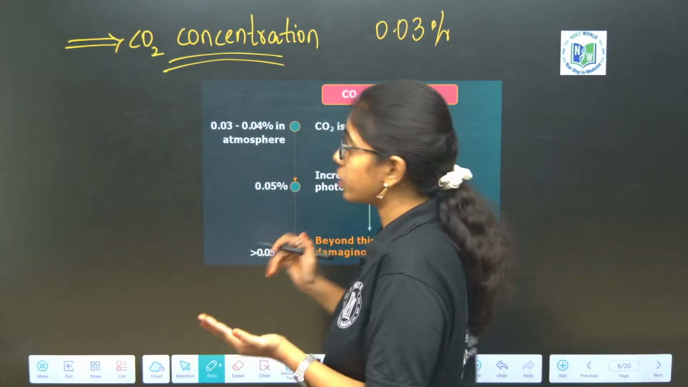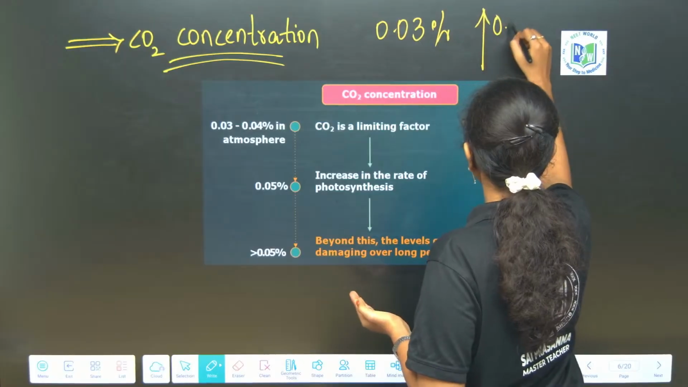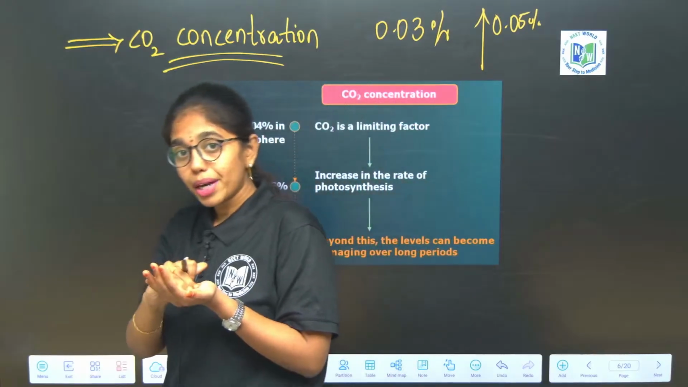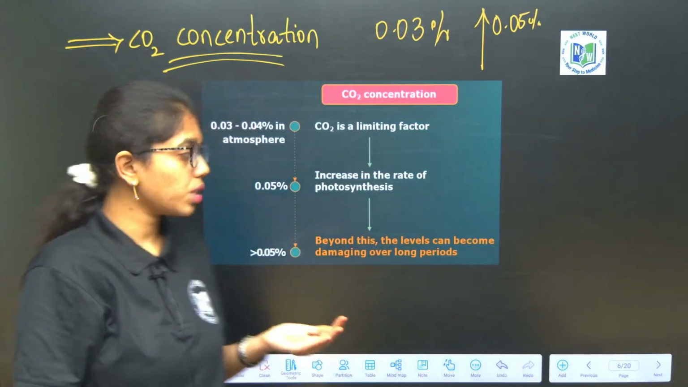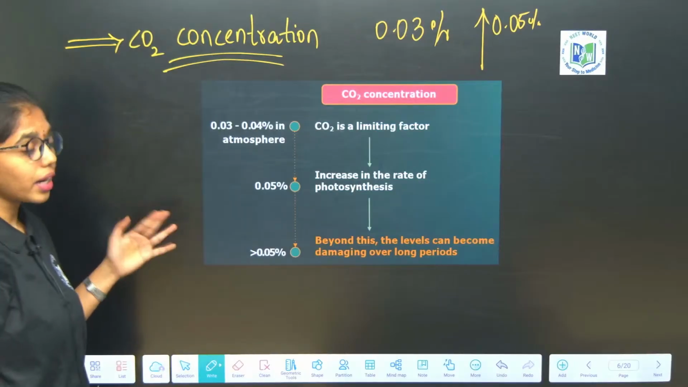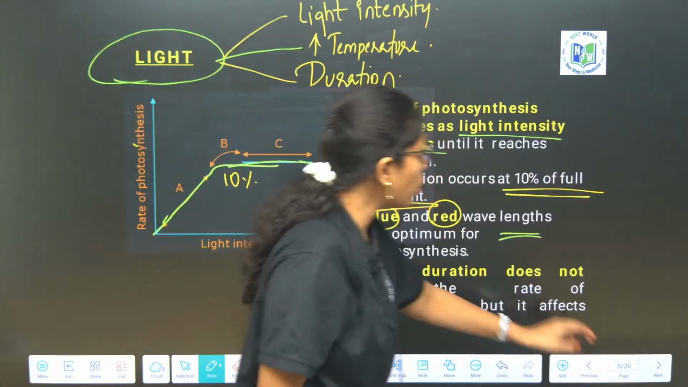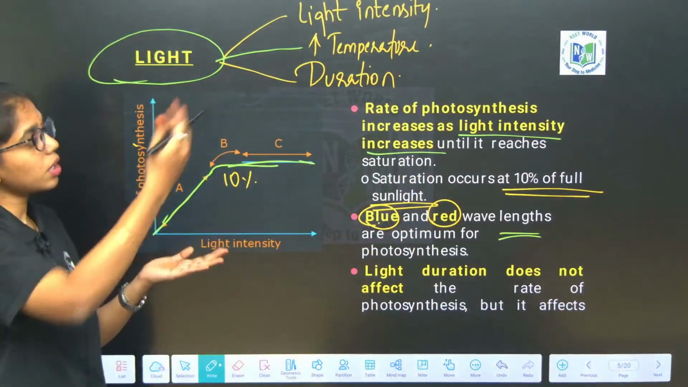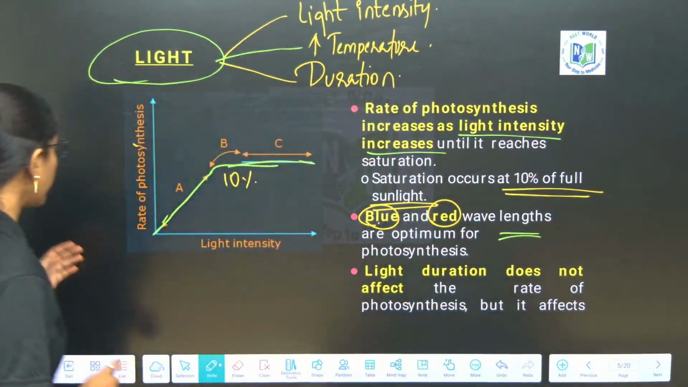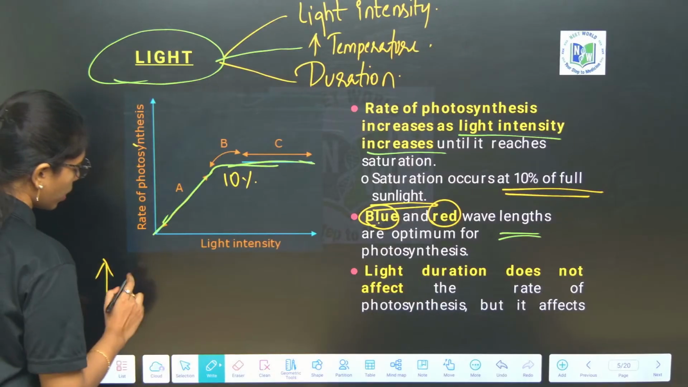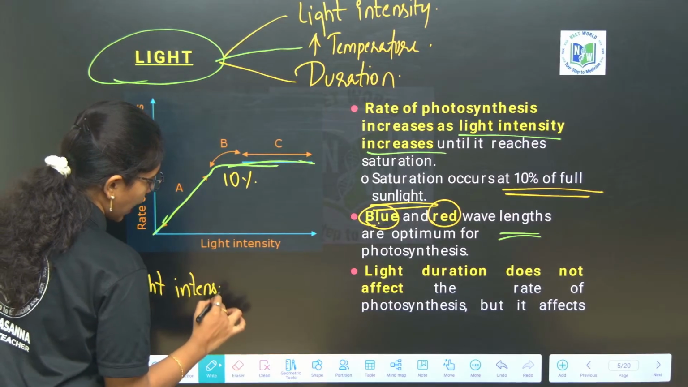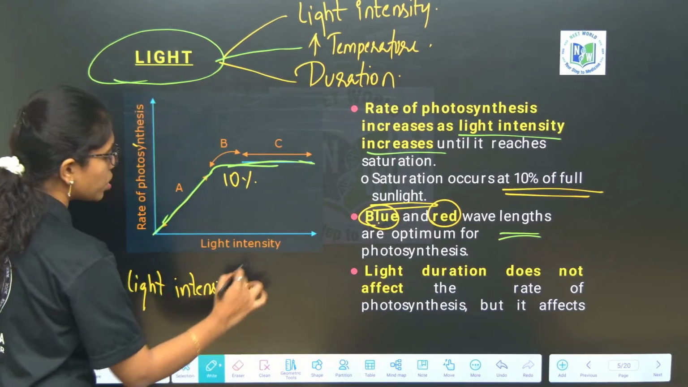Increase in the carbon dioxide concentration up to 0.05% can increase the rate of photosynthesis. But beyond that, if carbon dioxide concentration increases, then the photosynthesis process will be affected or damaged. Same is the case with light also. When the light intensity increases beyond the saturation point, it will damage the chlorophyll.